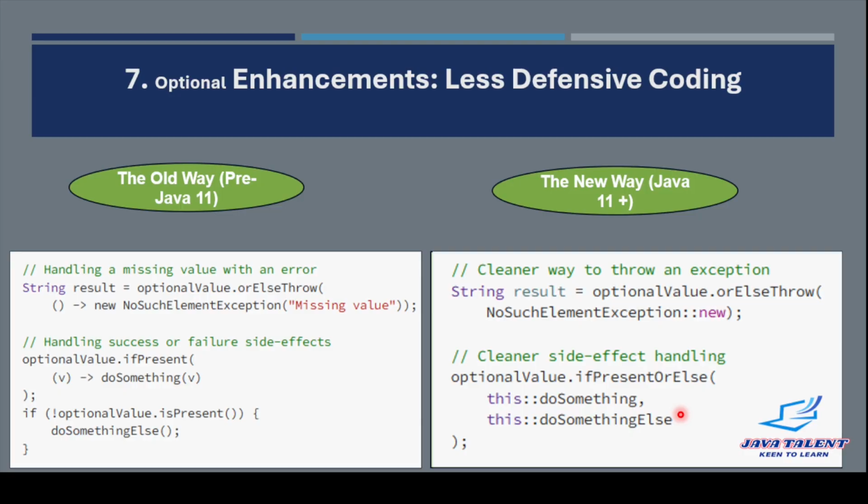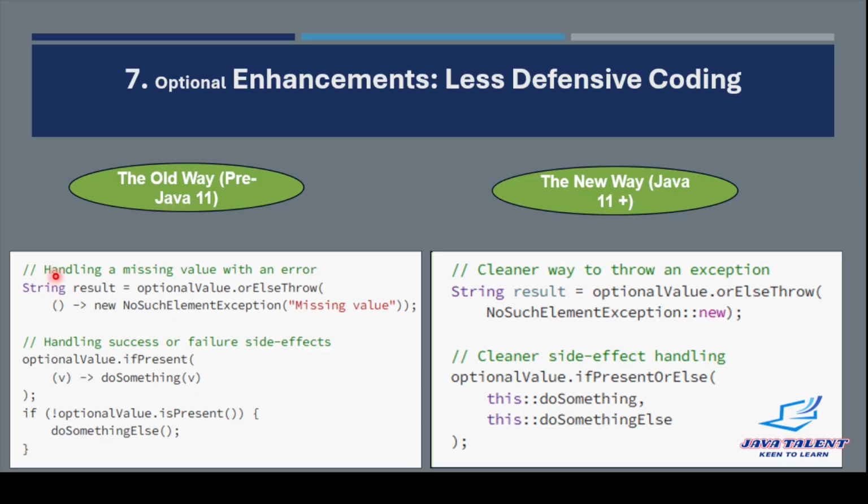Okay, coming to the next point, the Optional enhancements: less defensive code. What it means is the Optional class is essential for functional style programming, but older versions made common tasks verbose, before Java 11. After Java 11, Java has added clean methods to make error handling and side effects cleaner.